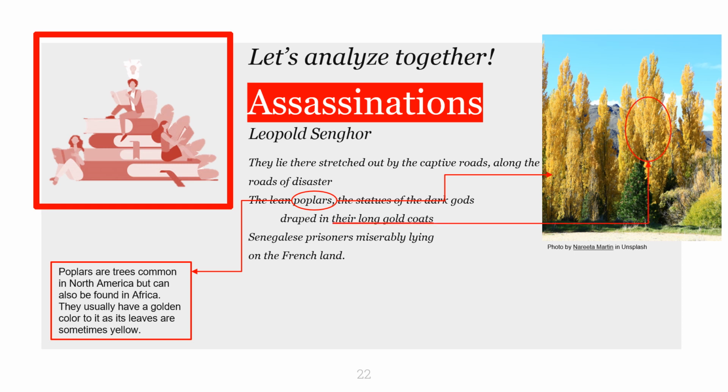When you say draped in their long gold coats, if you can see here in this photo, gold is somewhat the shade of yellow. So they're not literally wearing coats, but it seems like they are coated with something that's gold or yellow. And these are the poplars that are standing straight, like statues, like a symbolism for dark gods. Even the phrase dark gods shows negativity, something ominous, something that's death. When you say dark, dark really is the opposite of light. So it kind of shows negativity.